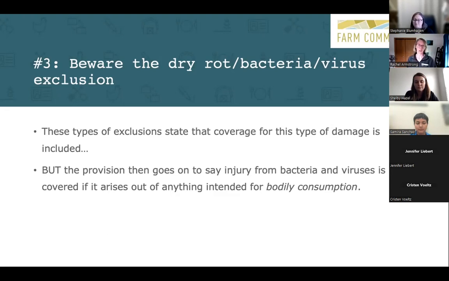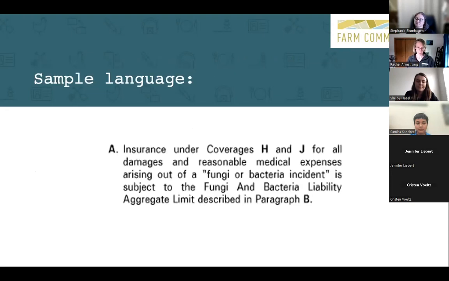All right, so these are the common trends. This is what we have seen in most of the insurance policies that we have looked at. If you want to go look for this yourself in your insurance documentation, you will find something like this. Insurance coverage under H and J, and those refer to the limits of liability, for all damages and reasonable medical expenses arising out of a fungi or bacteria incident is subject to the fungi and bacteria liability aggregate limit described in paragraph B, which may say, not for anything they ate that was food.